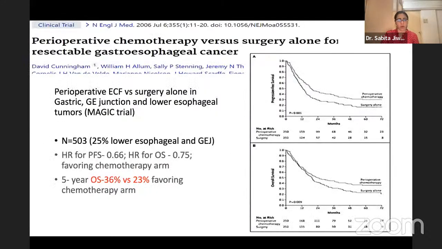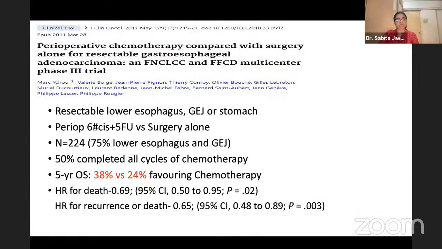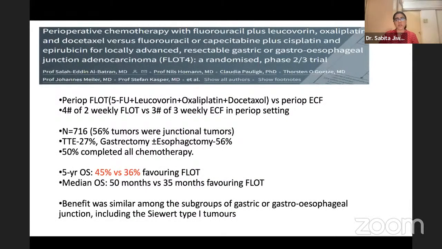So only 10% of the patients actually had a complete D2 in the MAGIC trial, and in spite of that, only 40% took the postoperative chemotherapy, and still the survival difference was seen. So this was hailed as one of the landmark trials. But again, this came from the other side of the continent. So there was another French trial which reiterated that giving chemotherapy, 6 cycles of cisplatin 5FU versus surgery, actually improved survival. And more patients completed all cycles of chemotherapy, and this survival benefit was maintained. After this, this is a relatively newer trial, but this is also perioperative chemotherapy.